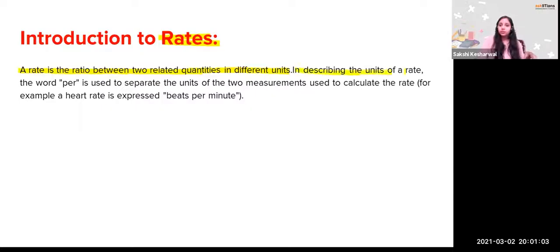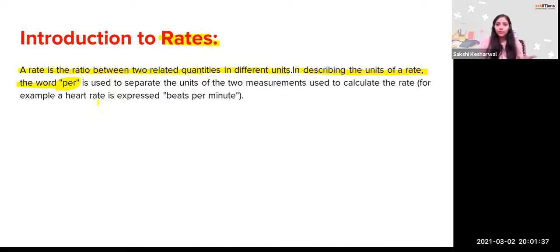In describing the units of a rate, the word per is used to separate the units of the two measurements, right? So if you are traveling, what is the speed? You say the speed is 72 kilometers per hour. So there are two units. What do you mean by 72 kilometers per hour? That in 1 hour you travel 72 kilometers. So per means you're comparing the distance with the time. That's the per.